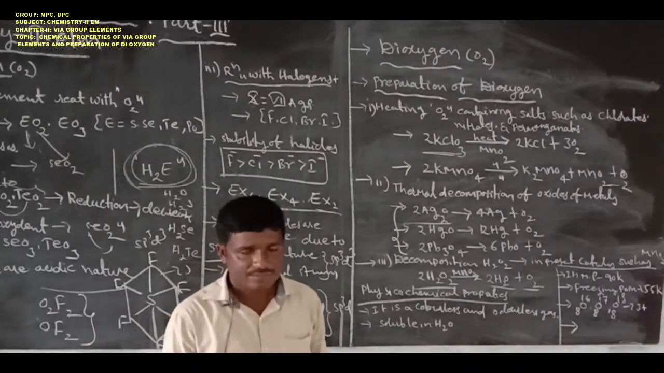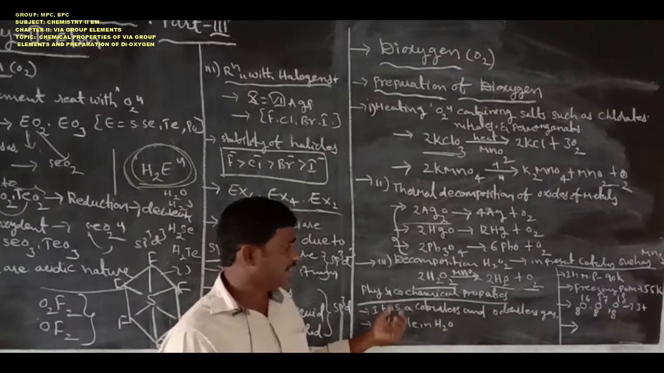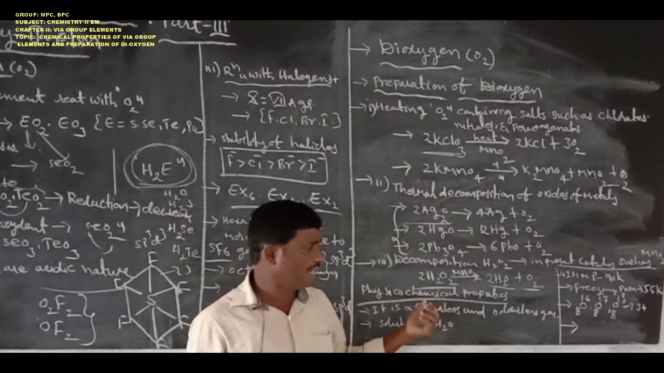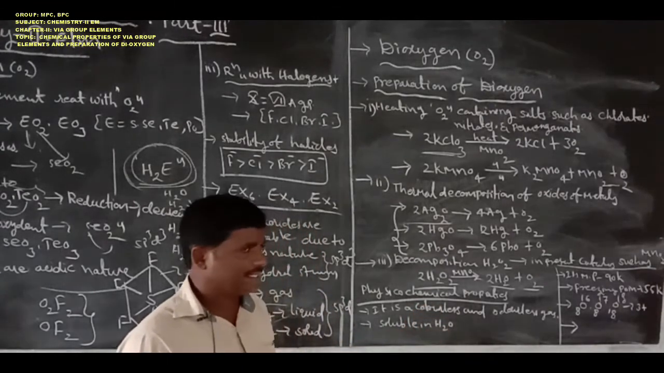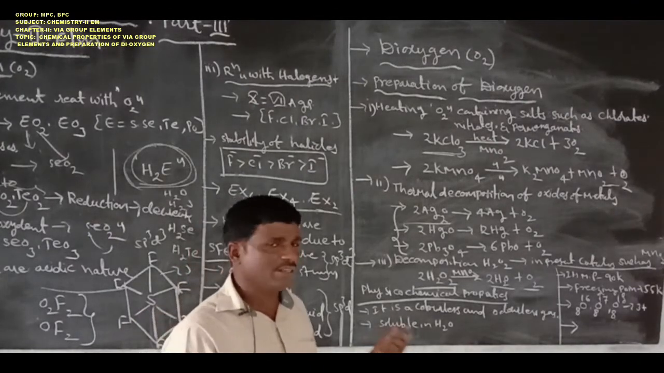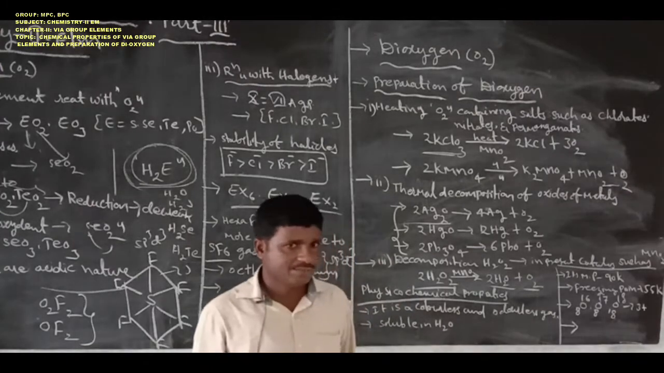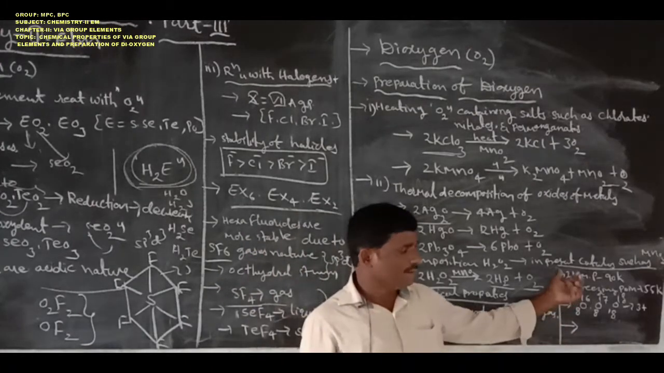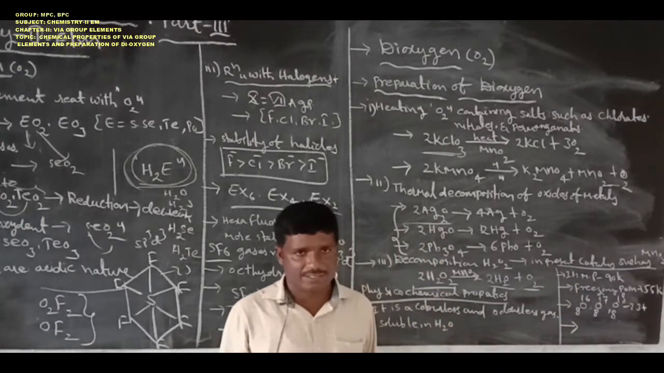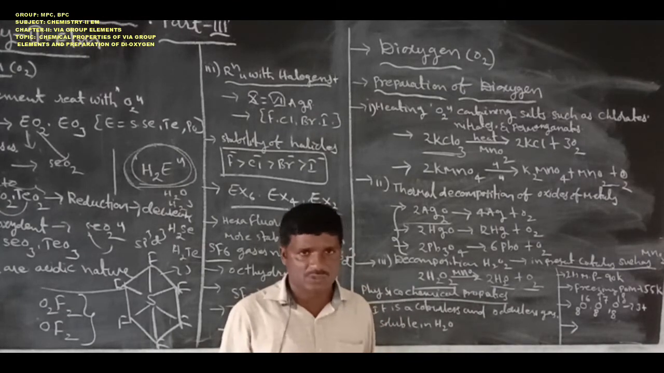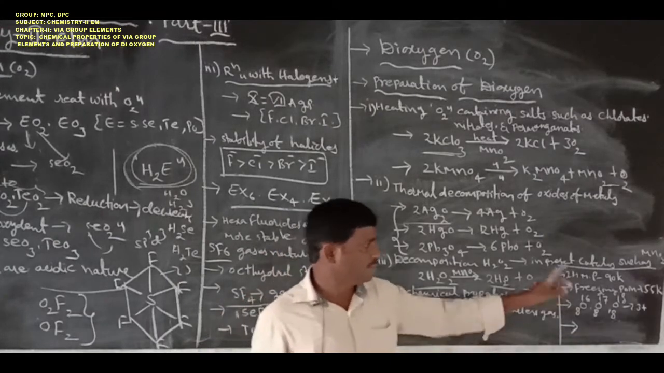Next, the physicochemical properties of dioxygen. Oxygen is a colorless and odorless gas. Next, dioxygen is soluble in water. Next, oxygen's melting point: it has a melting point of 90 kelvins and a freezing point of 55 kelvins.